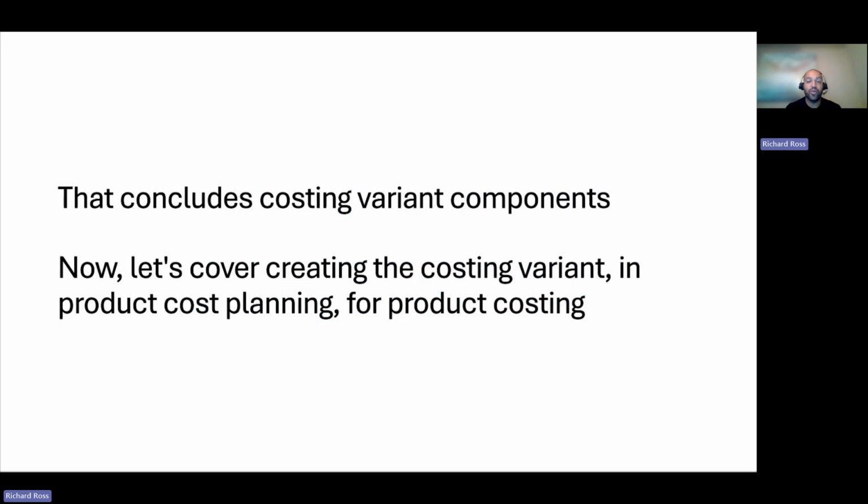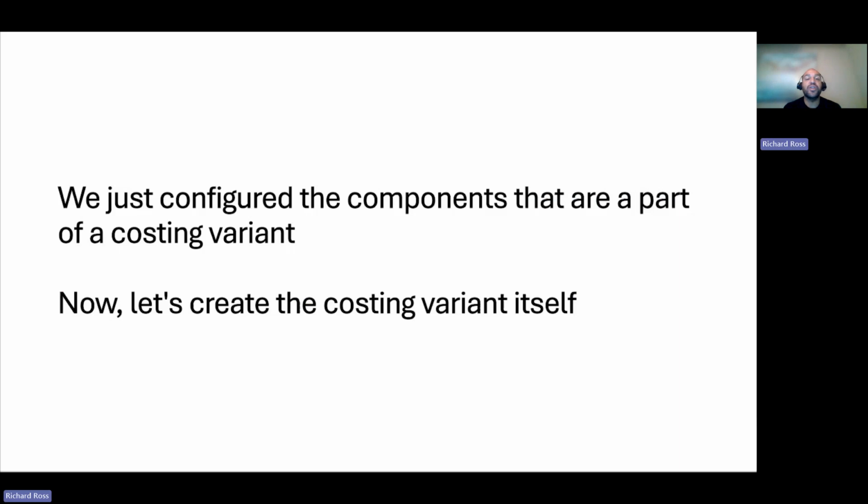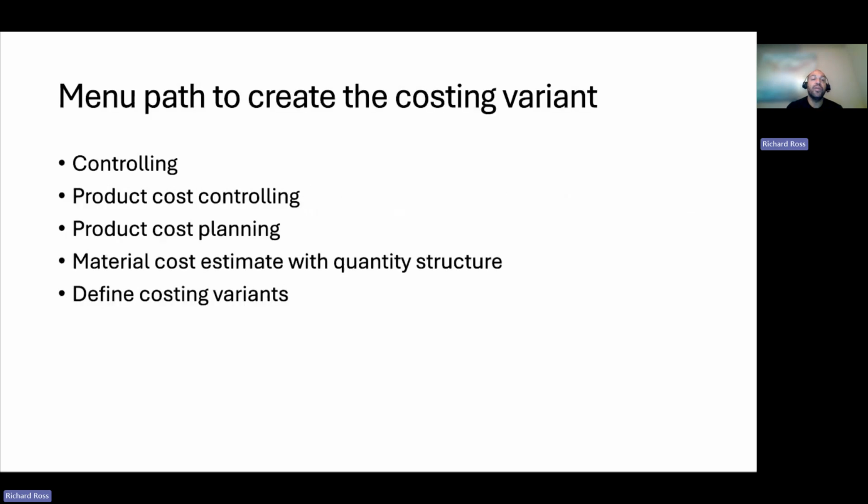Now, let's cover creating the costing variant in product cost planning or product costing. We just configured the components that are part of a costing variant. Now, let's create the costing variant itself. Menu path to create the costing variant. Controlling, product cost planning, material cost estimate with quantity structure, define costing variant.